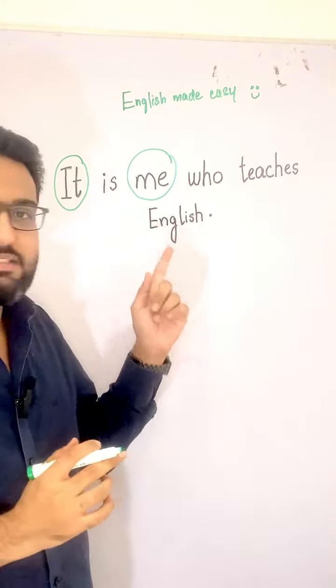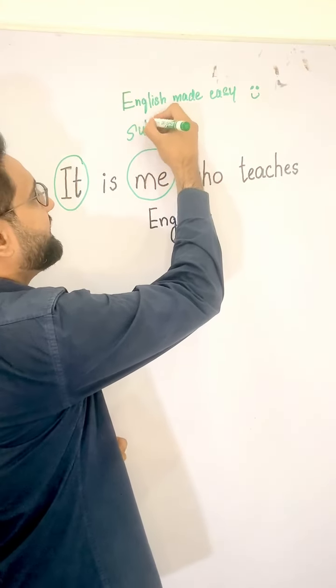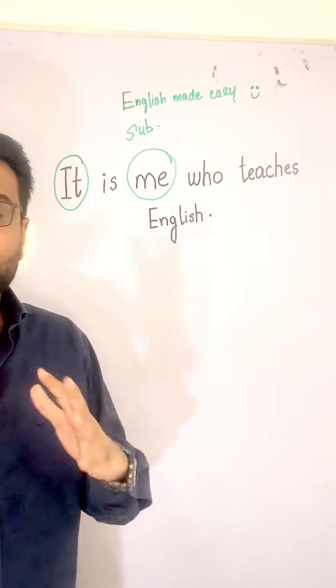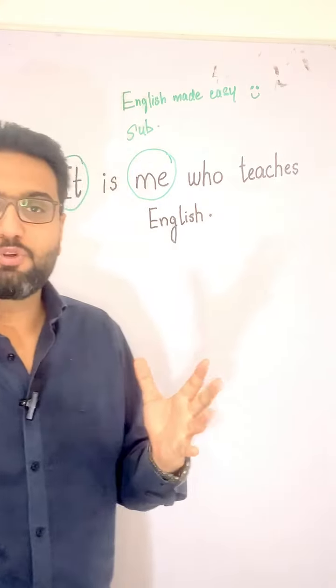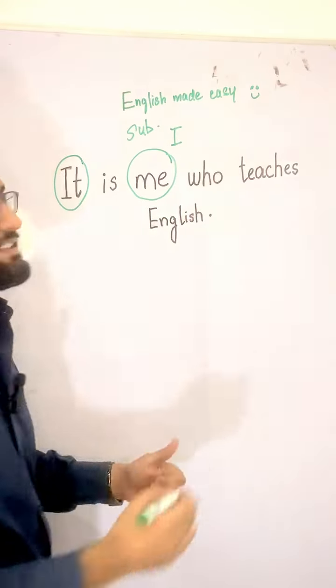But what is the subject? Which one of these is the subject? This is the subject, right? This is the subject. So we'll say it is I. Me is the objective case of the pronoun I. So we will say it is I who teaches English.